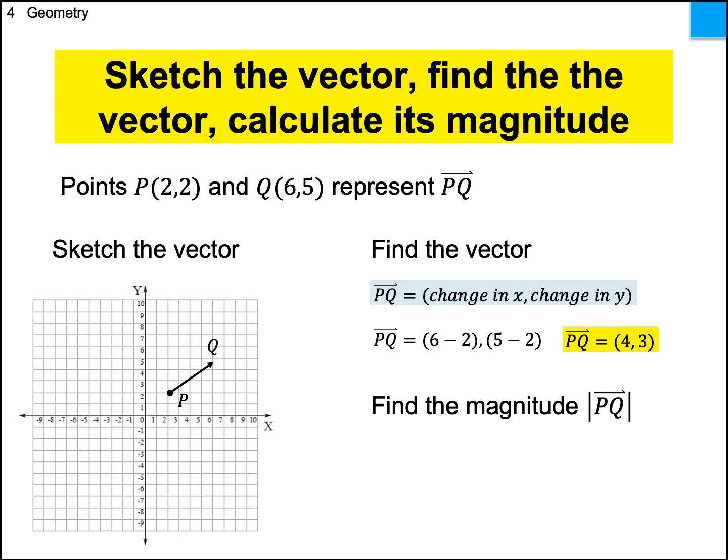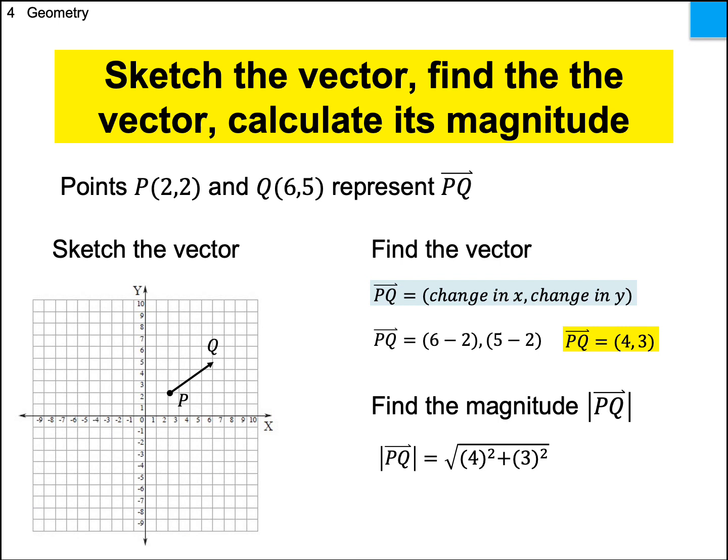Okay, magnitude is just the distance formula. I'm going to use the shortcut here since I already found the vector 4, comma 3. Then all I can do is take the sum of the squares of both of those, and take the square root. How about that? Finally got it right there.